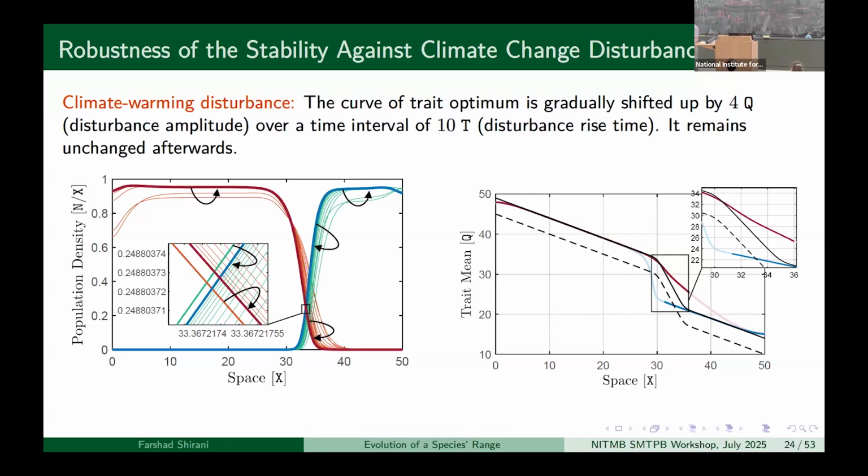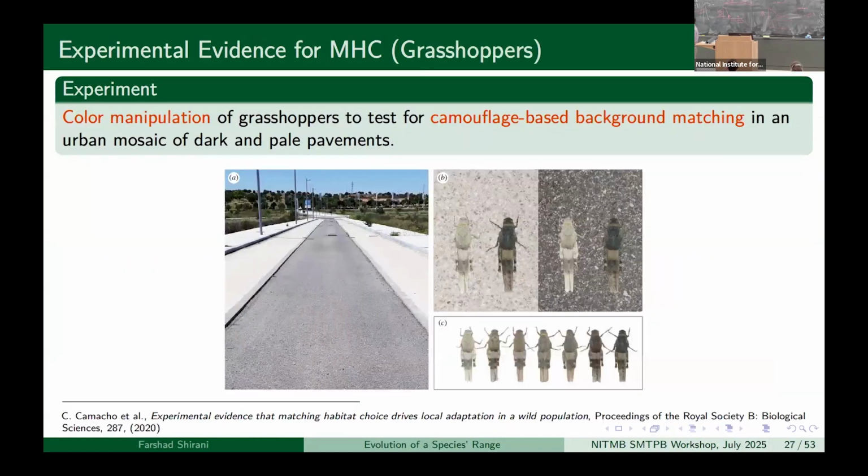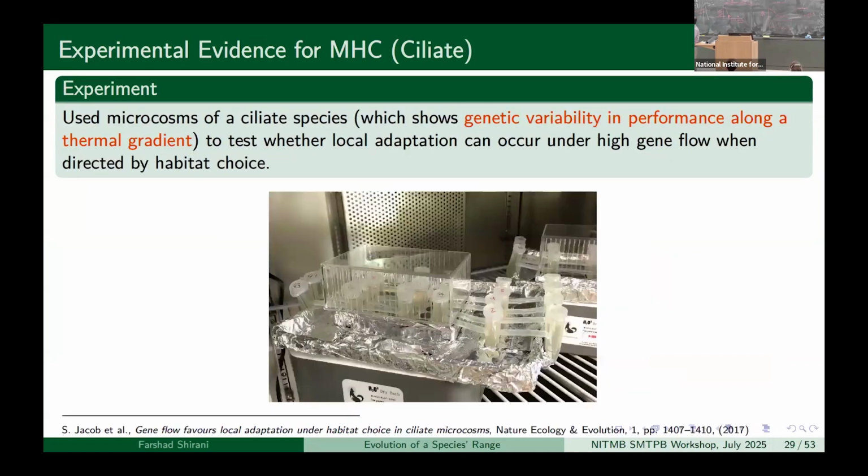Just to show you what you missed, because I don't have any time, we included matching habitat choice, in which individuals can choose their habitat based on their phenotype. Colors here are moving to their matching habitat. It has been tested in nature, for example, for camouflage-based background matching in grasshoppers, or for temperature-dependent performance in ciliates.